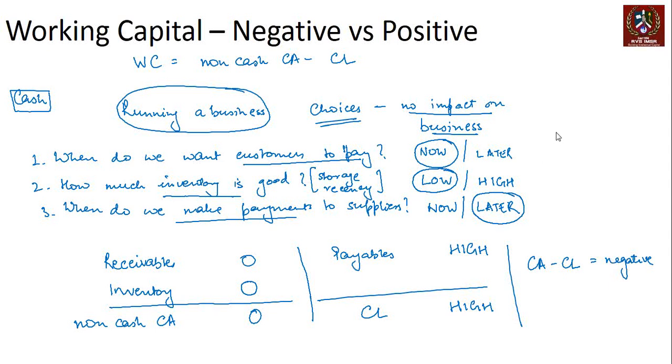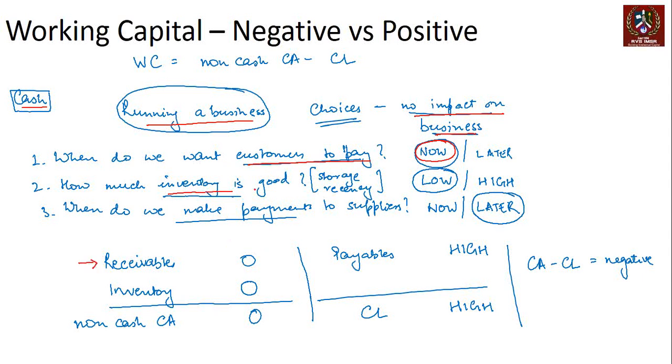Now let's summarize this entire discussion once again. There's no cash involved in the discussion, so we keep cash outside of the equation. We are running a business, right? The choices we make have no impact on the business that we are running. There are three questions we have to answer. When do we want our customers to pay? Earlier the better. So we want the customers to pay now. That logically means we want receivables to be zero.